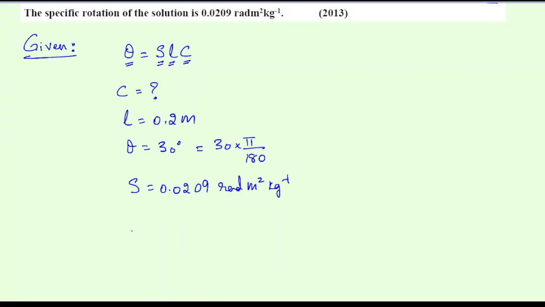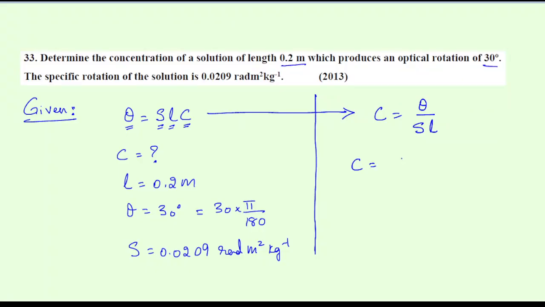Now substitute all that. I can write this expression as C equals theta divided by SL, or C equals theta is 30 into pi by 180, S is 0.0209, L is 0.2. So solving this we get C equals 125.2 kg per meter cube.